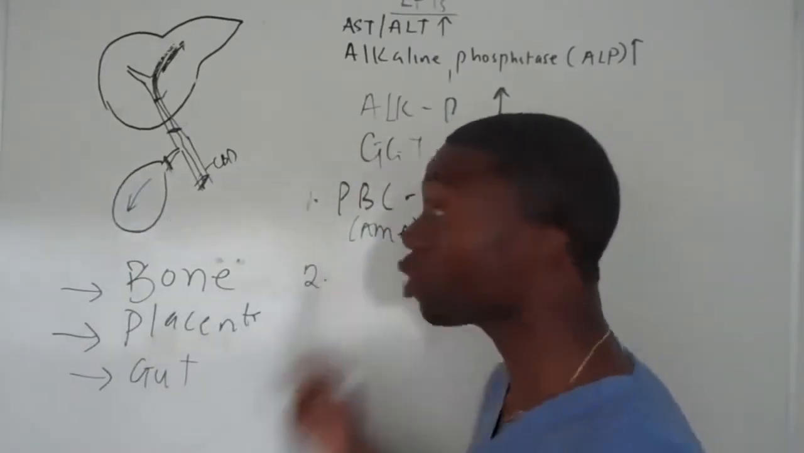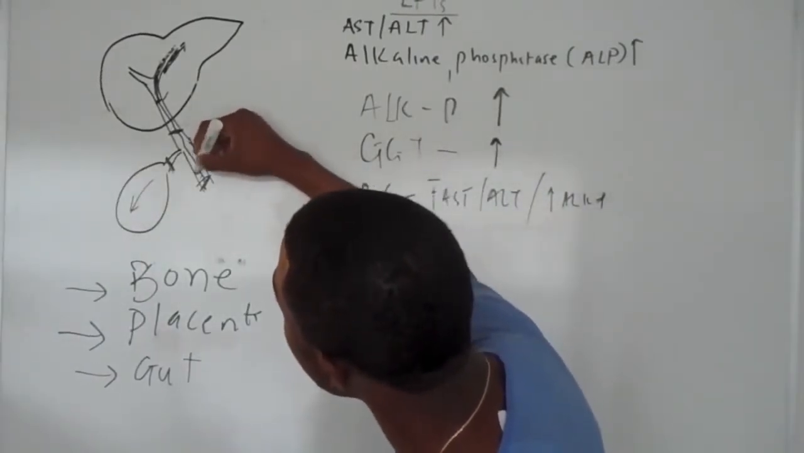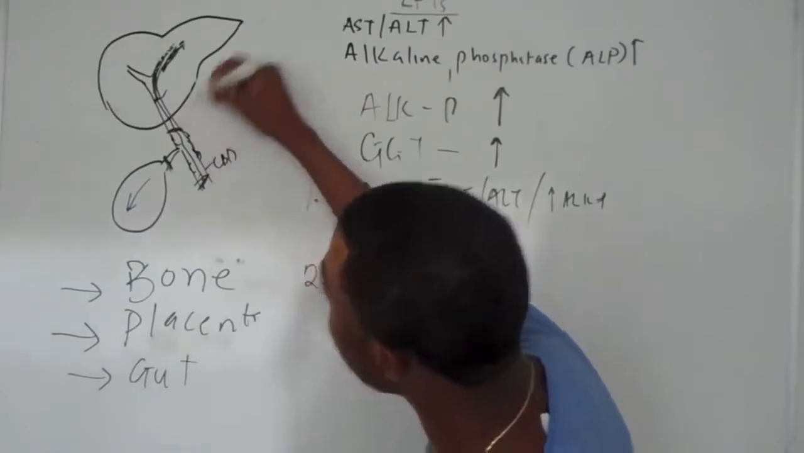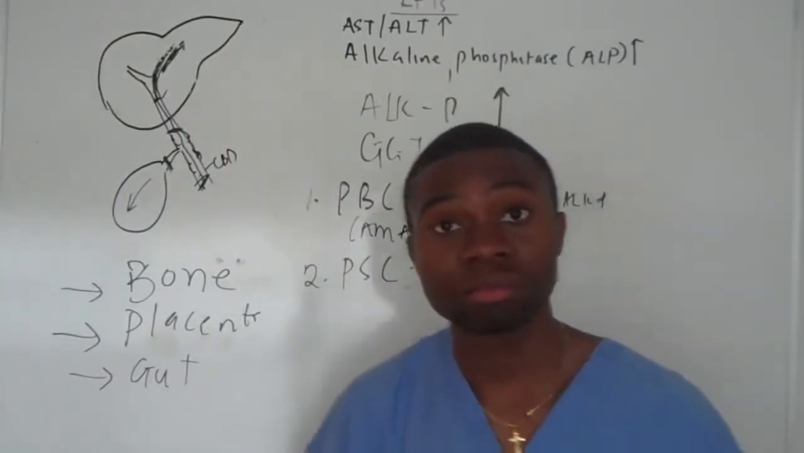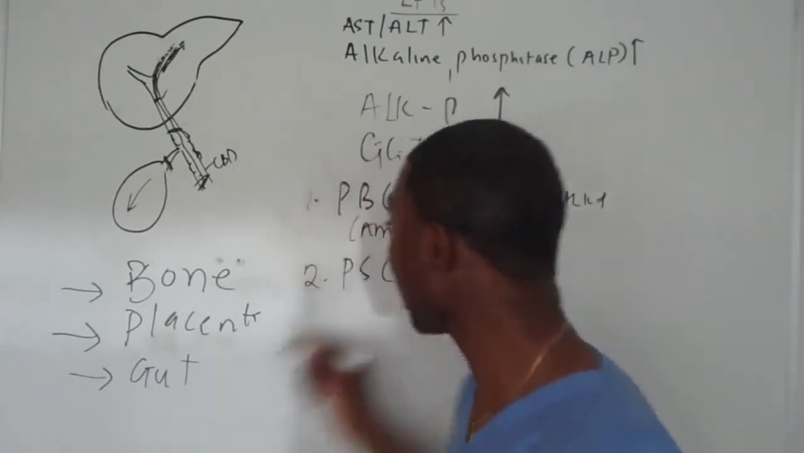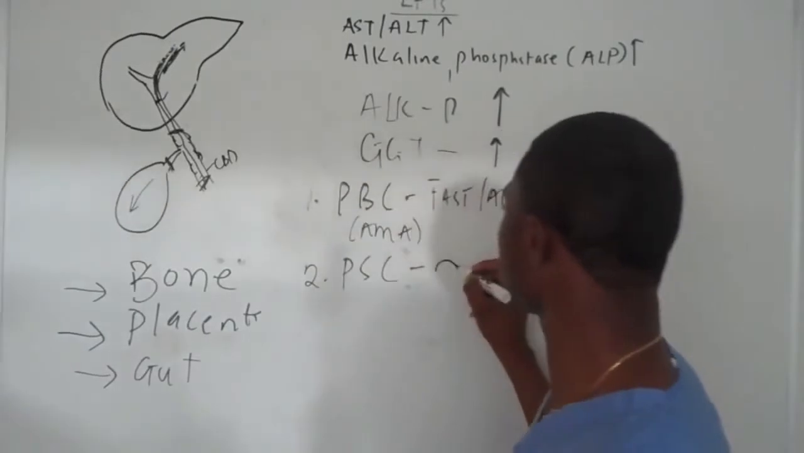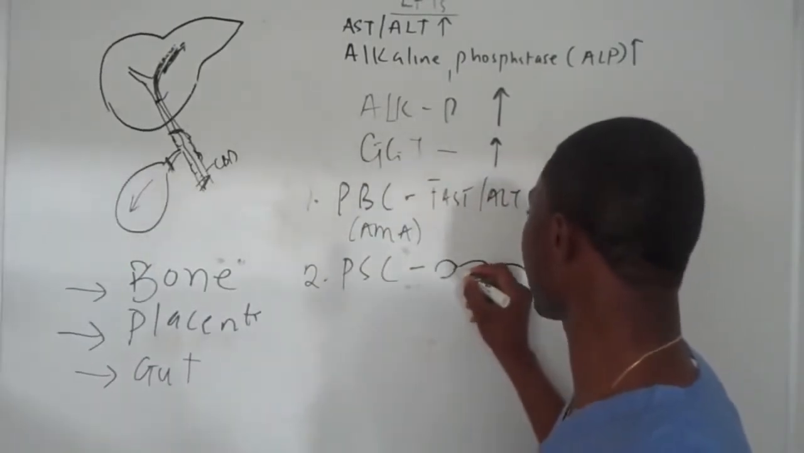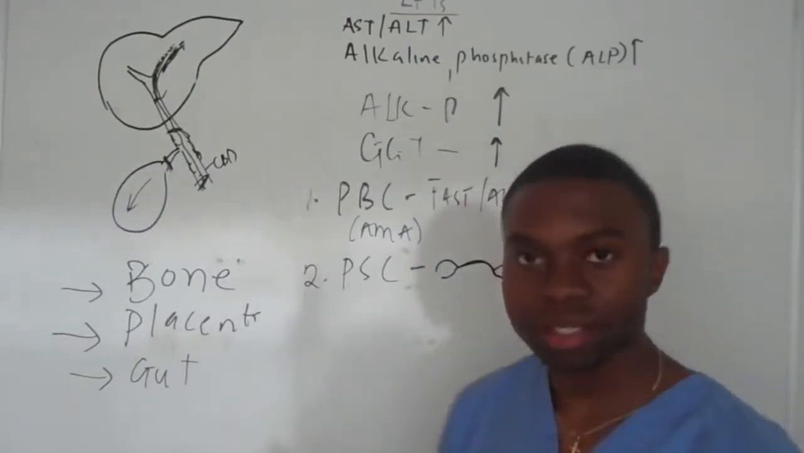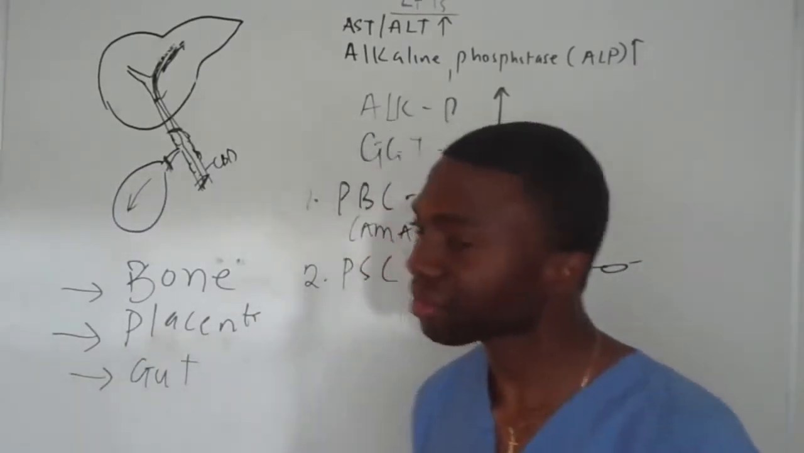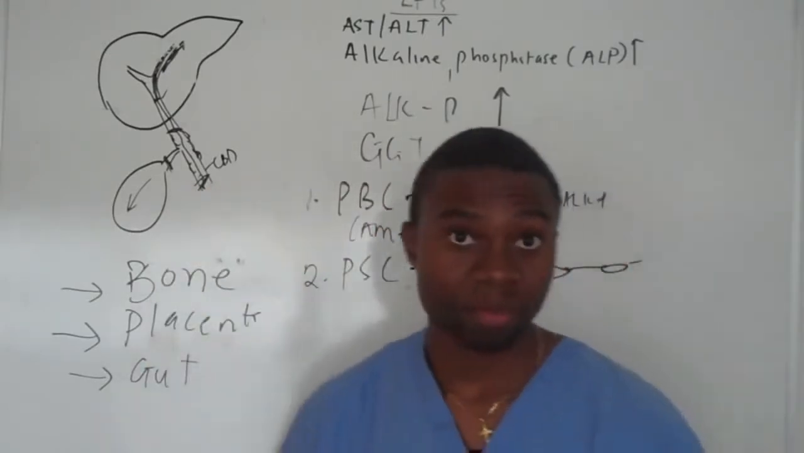But it could be something else. Maybe something causes sclerosis along the common bile duct. Something like what? PSC, primary sclerosing cholangitis, right? We don't really know what causes it. We form this little bead-like, beads on a string, dilation, strictures, associated with ulcerative colitis. That will cause that. Are we on point?